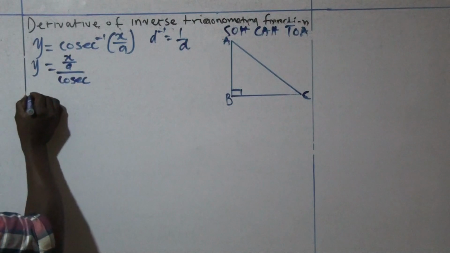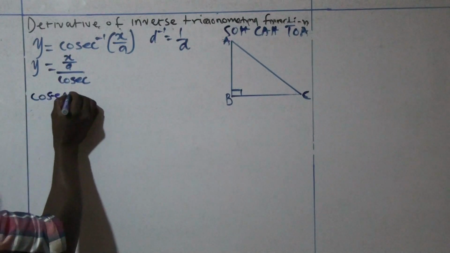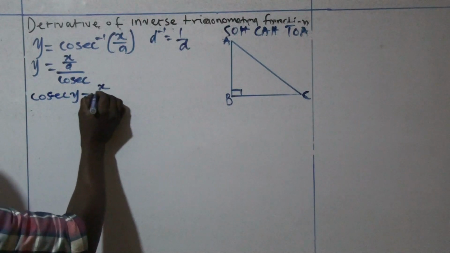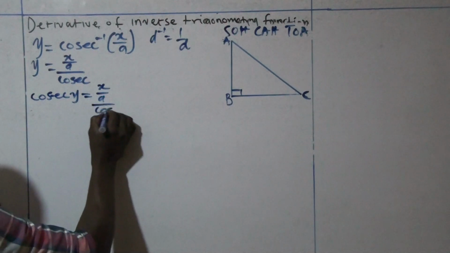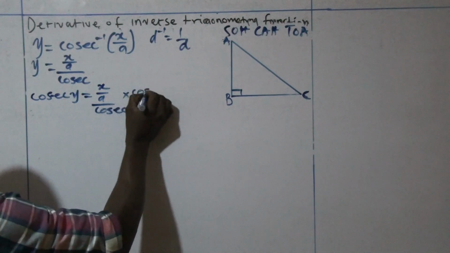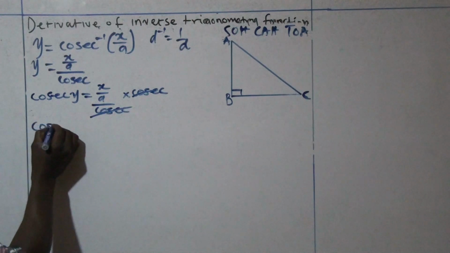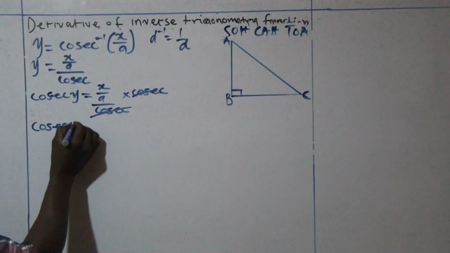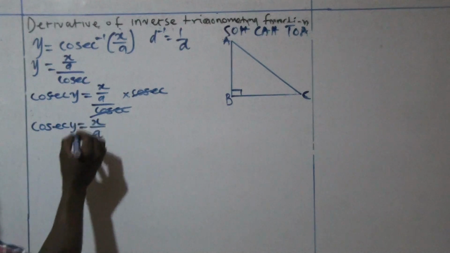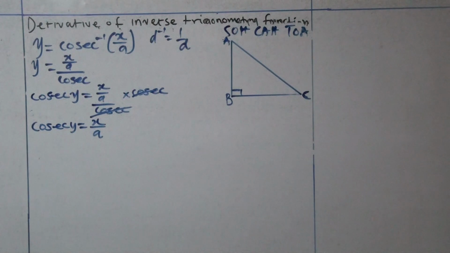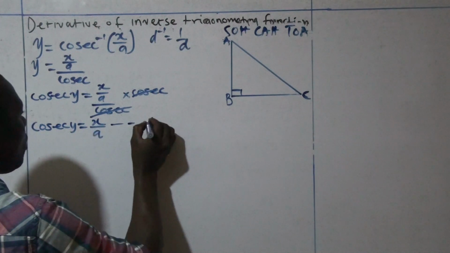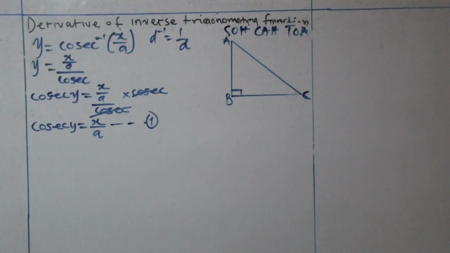The next step is for us to multiply both sides by cosec. So if we multiply this expression by cosec, this becomes cosec y is equal to x over a over cosec times cosec. This will cancel off, and this function becomes cosec y is equal to x over a. This is one fact that we must hold with high esteem.